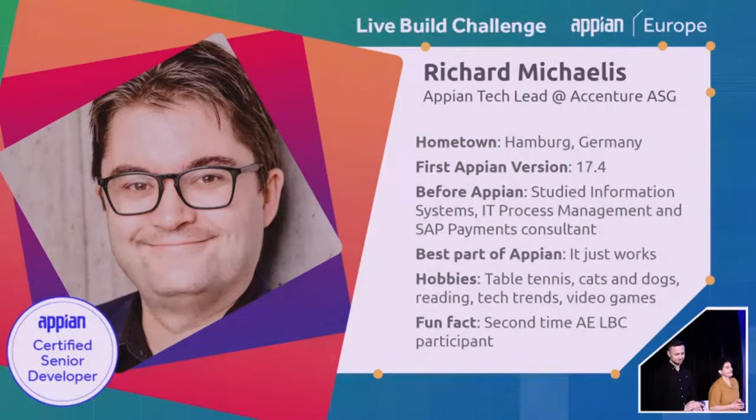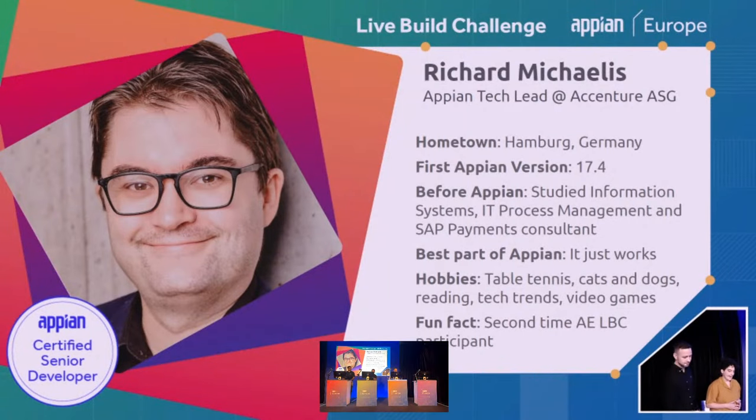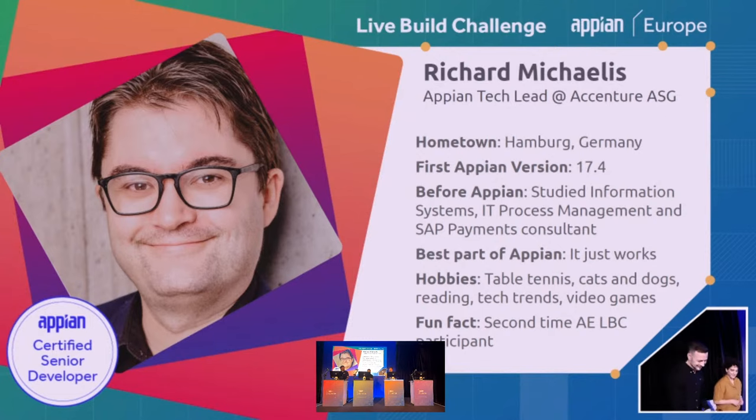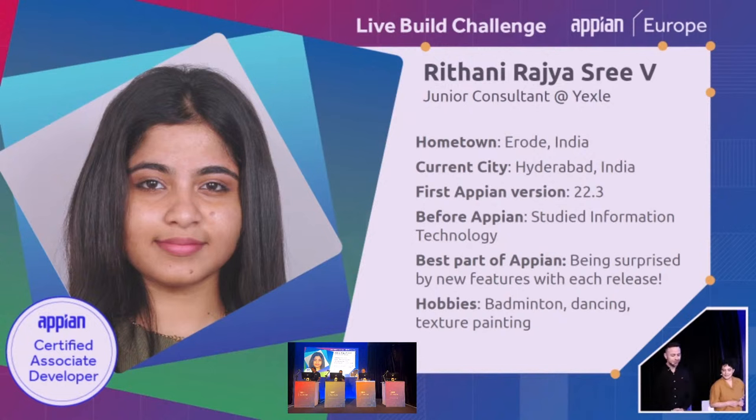Yeah, he gets the pressure, and so does our next contestant, Richard Michaelis from Accenture. Richard also competed last year at Appian Europe, and I love this answer. His favorite part about Appian, it just works. Ain't that the truth? And last but not least, we have junior consultant at Yexel, Rithani Rajashri. She's also into racket sports, as she loves playing badminton, and she also enjoys dancing and texture painting. Wow, what a great group of contestants we have up here.